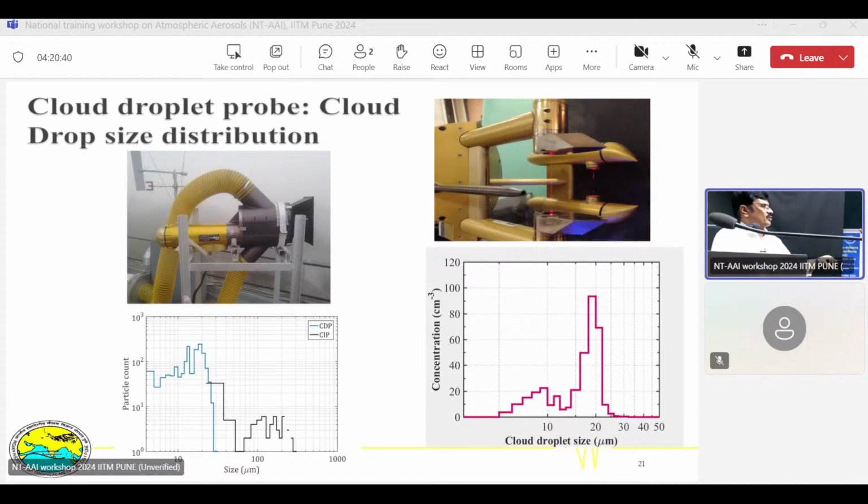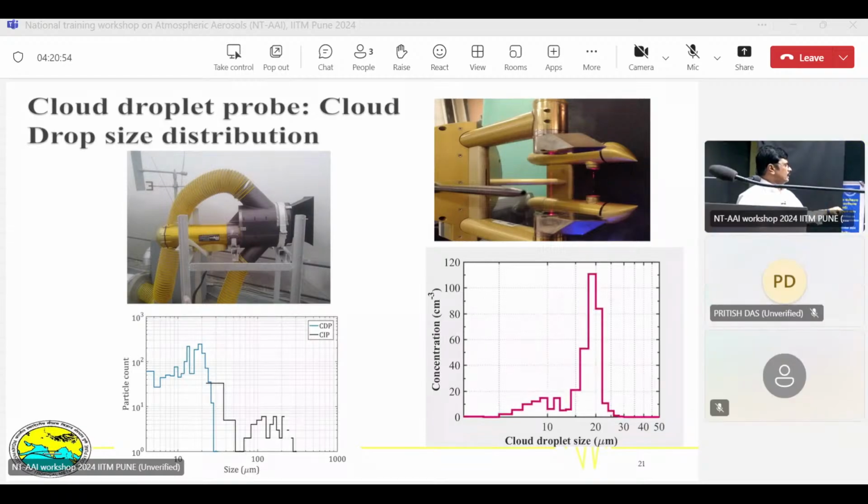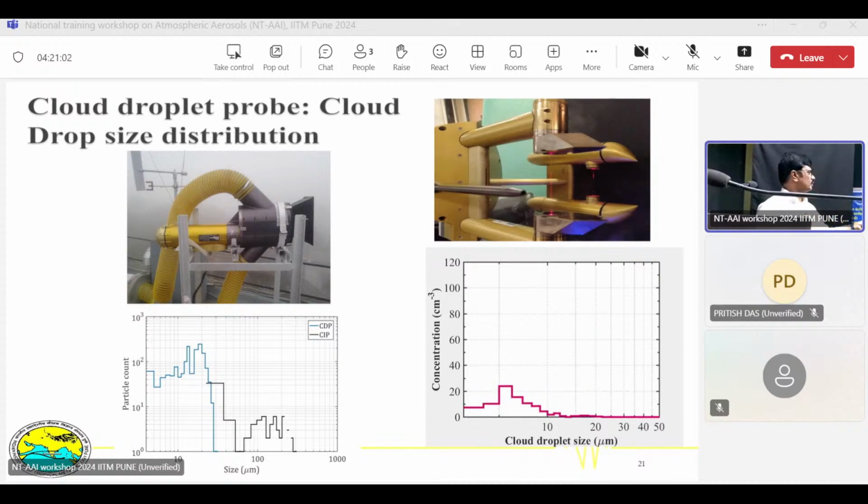Right. So the cloud droplet probe can detect droplet sizes from 3 micrometer up to 50 micrometer. Sometimes you get larger droplets, and it senses that. If you combine both the probes, because this can give up to 50 micrometer and the other one can go up to 250 micrometer, you get a complete spectrum of cloud drop size distribution. If you integrate this, you will get the total cloud drop number concentration.